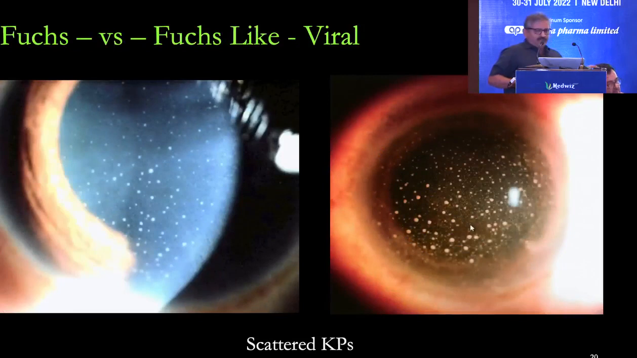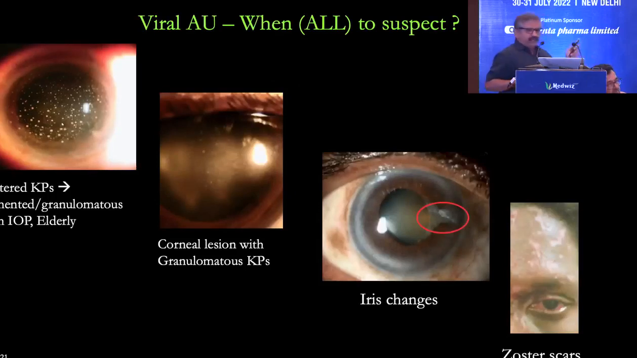The most interesting of the anterior uveitis is Fuchs or a Fuchs-like uveitis. A Fuchs-like uveitis can be viral. If you have scattered white KPs all around, then probably it's Fuchs, a relatively benign one.